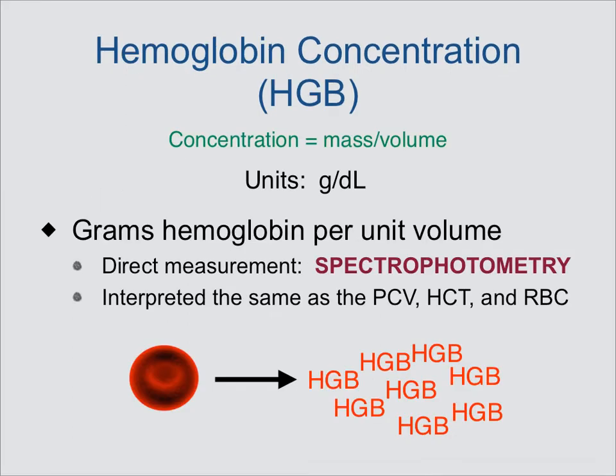The second means of evaluating the quantity of erythrocytes is by measuring the hemoglobin concentration. As I mentioned before, the hemoglobin concentration is measured using spectrophotometry. The erythrocytes are lysed and the red blood cells release their hemoglobin. The analyzer then determines the mass of hemoglobin present within a specific volume, and it's reported out as a concentration of grams of hemoglobin per deciliter. We interpret this result the same way we do the PCV, the hematocrit, and the red cell concentration. If it's increased, then it's polycythemia. If it's decreased, then it's anemia.